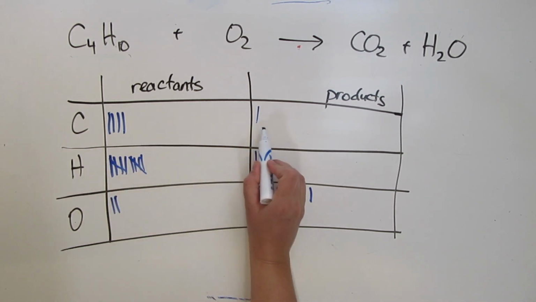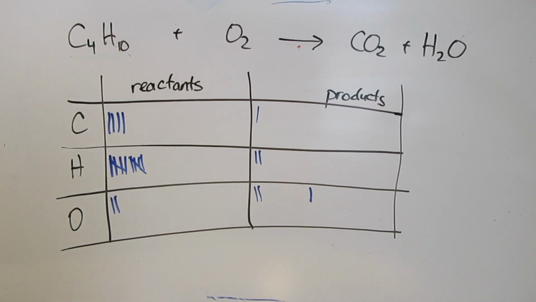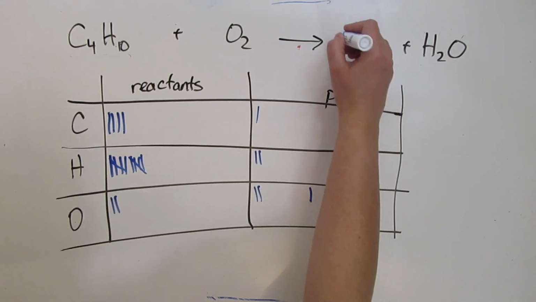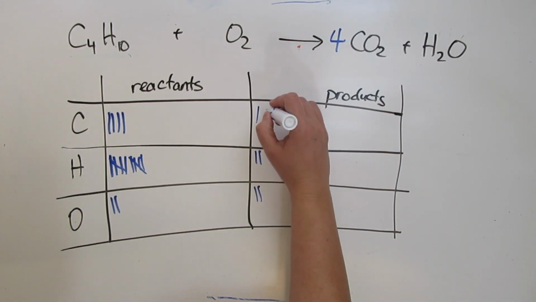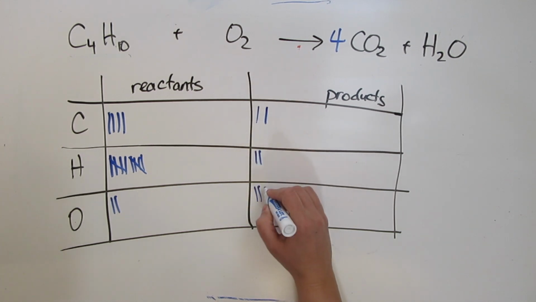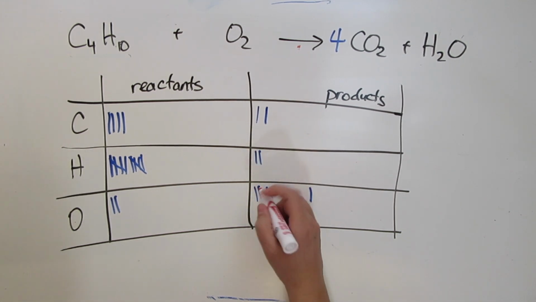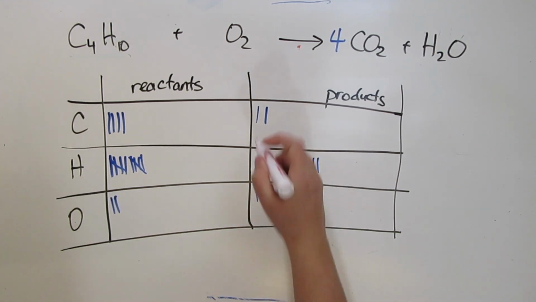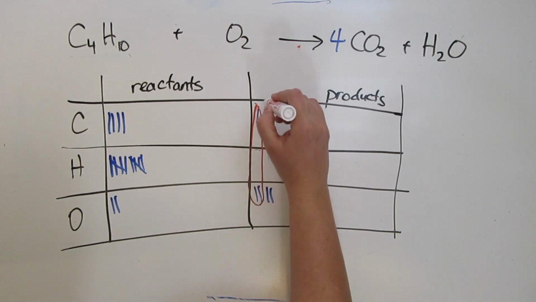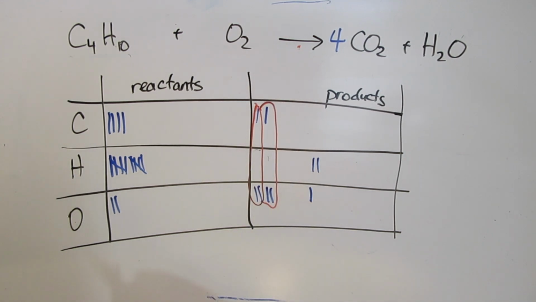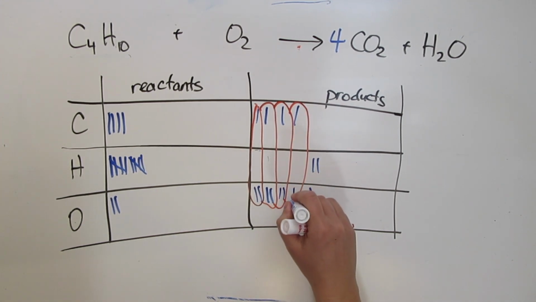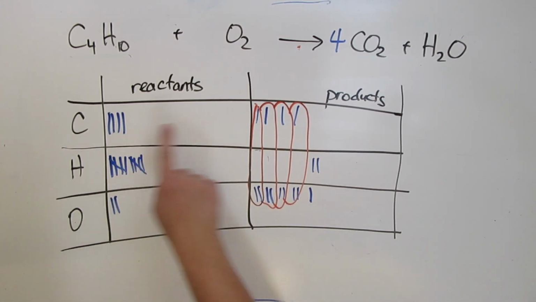These are from the carbon dioxide, and these are from the water. So we have 4 here. We have 1 here. And obviously that has to change. Let's start by adding 4 total carbon dioxides. And so you can see what's going to happen here. These are from 1 carbon dioxide, 2 carbon dioxides, 3, 4. So now our carbons check out.